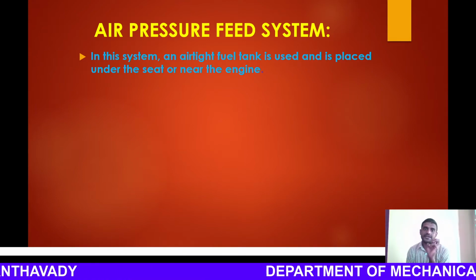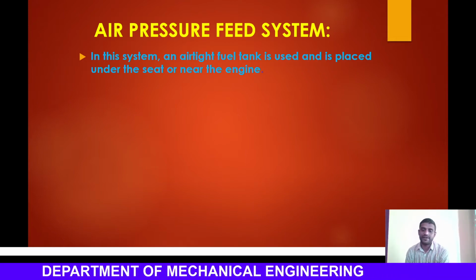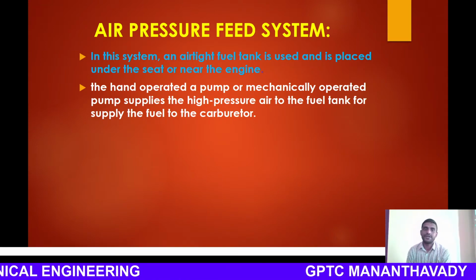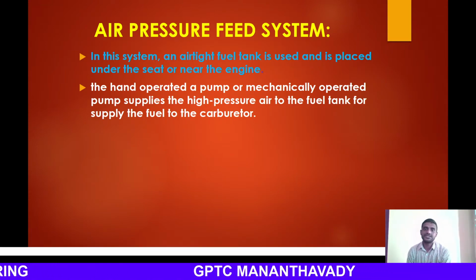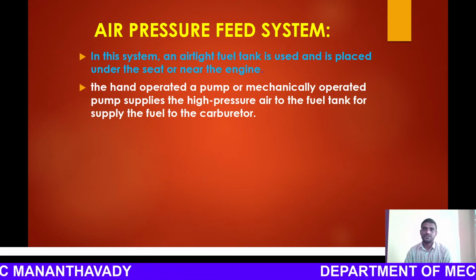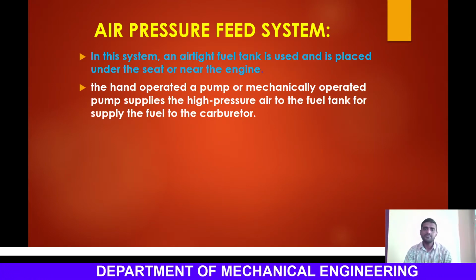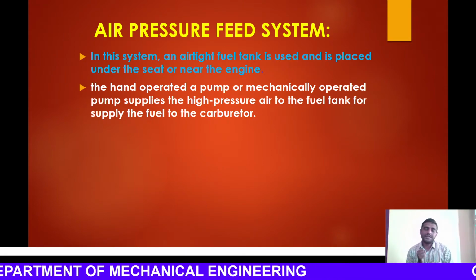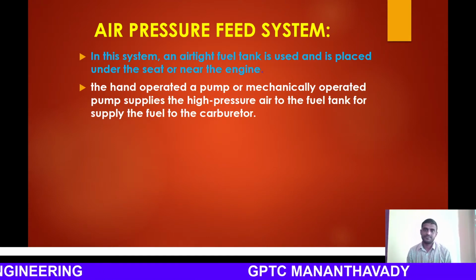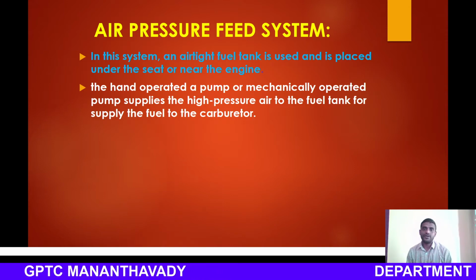Here, an airtight fuel tank is used. It should be noted, an airtight fuel tank is employed. The hand-operated pump or mechanically operated pump supplies the high-pressure air to the fuel tank to supply the fuel to the carburetor. So by means of a pump, which is mechanically operated or hand operated, we are supplying high pressure air. The pressurized air is supplied to the fuel tank by means of a pump, and this pressurized air will deliver fuel to the carburetor.